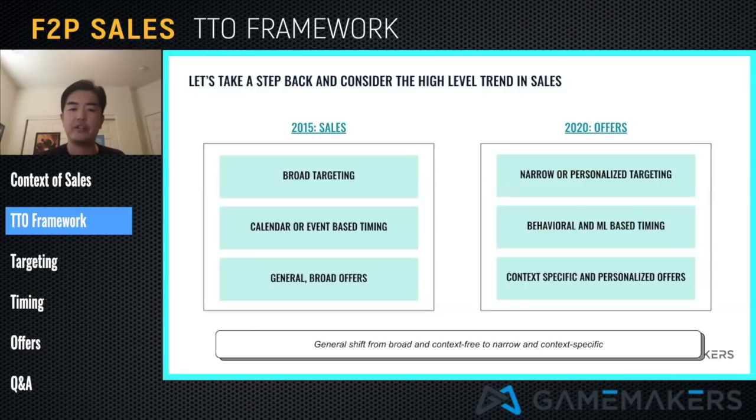But taking a step back and looking at the broader picture of what's happening, what we've also seen from 2015 to today is a shift: from broad targeting to narrow or personalized targeting, from calendar or event-based timing to behavioral and machine learning-based timing, and from general broad offers to context-specific, very personalized, individualized offers. So there's a general shift from broad and context-free to increasingly narrow and context-specific.